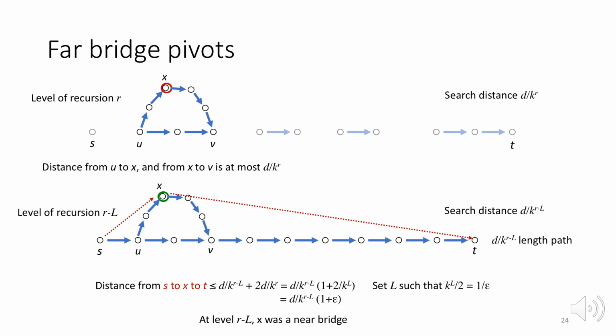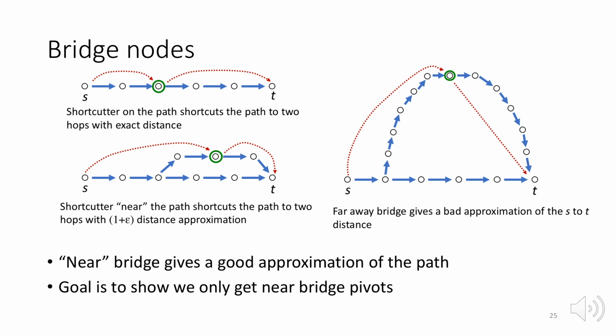We can set L such that k to the L over 2 equals 1 over epsilon, so that the distance of the path is 1 plus epsilon times the length of the s to t path. This means that at level r minus L, x was a near bridge, and so it would have shortcutted the path to 2 hops with a 1 plus epsilon approximation. I've just shown that we don't get any far bridge pivots, and this means that if we get a bridge pivot, then we must have gotten a near bridge, in which case the path is shortened to 2 hops with a good approximation of the distance.